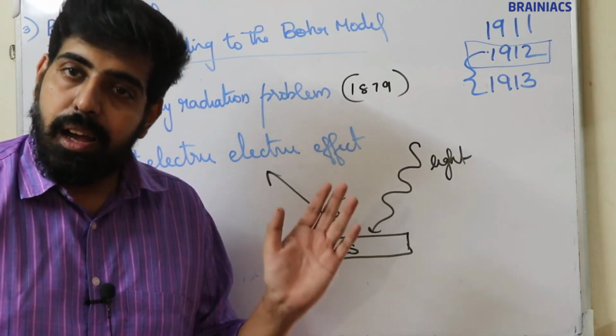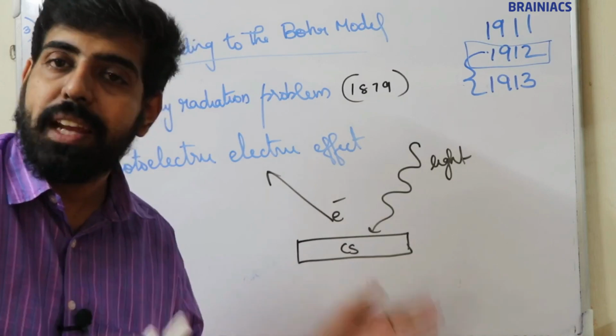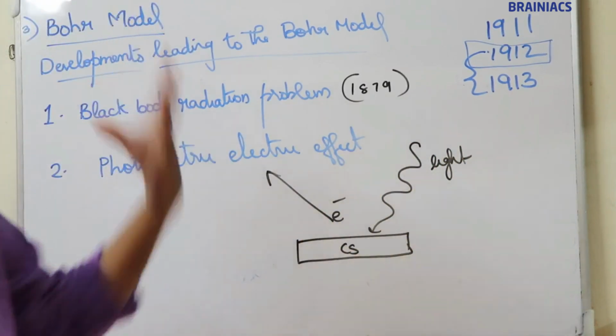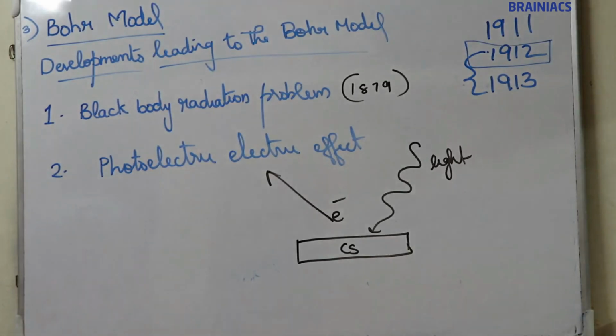The explanation for this phenomenon was also not given at that time. When light of suitable frequency strikes on a metal surface, electrons are ejected from the metal surface. This is the second phenomenon, and it was also not explained at that time. So you have to remember these two phenomena. First one is the black body radiation problem, and second one is the photoelectric effect.